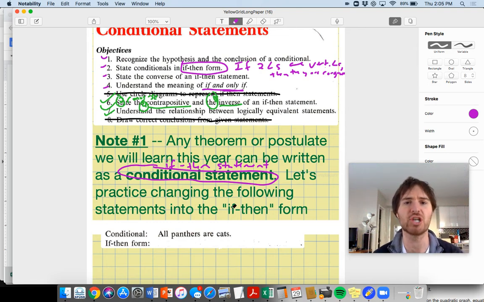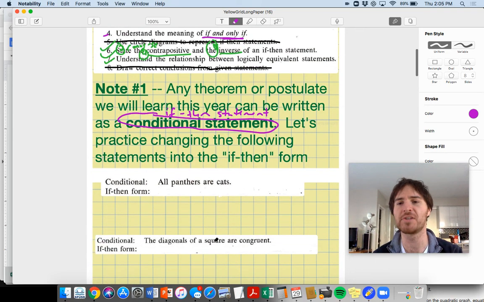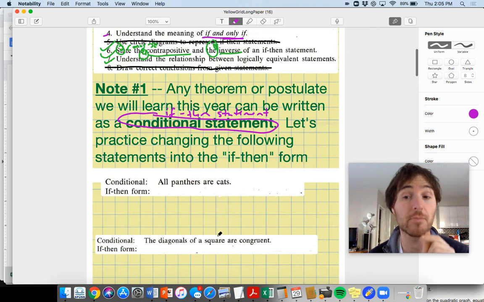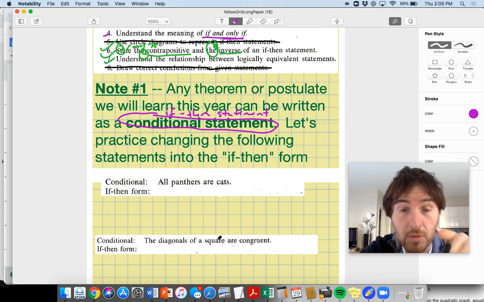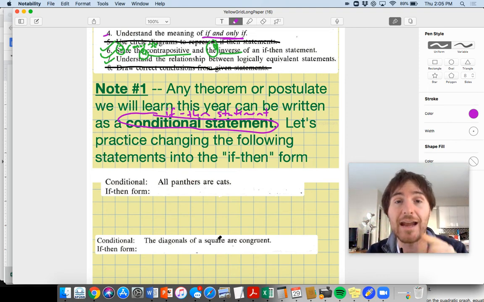All right, so let's practice changing the following statements into if-then form. In the textbook, any theorem or postulate, you can write as an if-then statement, so I might ask you to do that at some point. This isn't an if-then statement: vertical angles are congruent, for instance. How do you write that as an if-then statement?